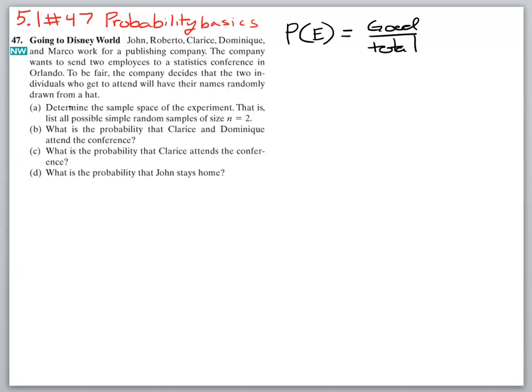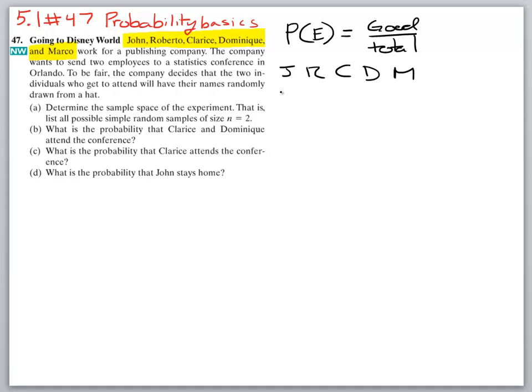So in this case, determine the sample space of the experiment, that is, list all possible simple random samples of size n. Well, up here we have the people that are being sent on this retreat, to this conference. So we have 1, 2, 3, 4, 5 people. So instead of listing their names over and over again, we're just going to have J for John, R for Roberto, C for Clarice, D for Dominique, and M for Marco. So there's our 5 items. So you can imagine just 5 pieces of paper with these letters written on them. We're going to pick 2 of them. How many different ways can we do that?